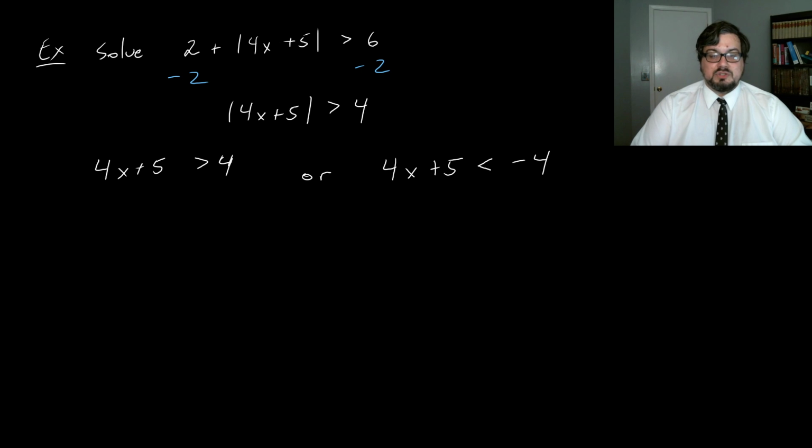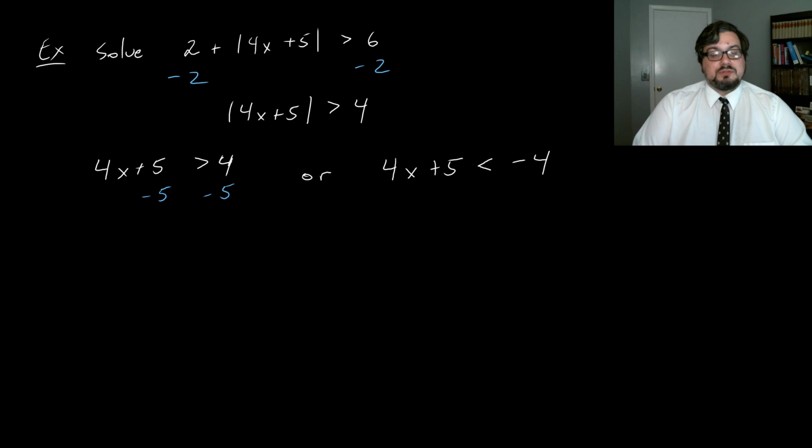So we get that in order for the absolute value of 4x plus 5 to be greater than 4, that means that 4x plus 5 itself must be either greater than 4 itself or less than negative 4. Those are the two ways for 4x plus 5 to have an absolute value greater than 4.